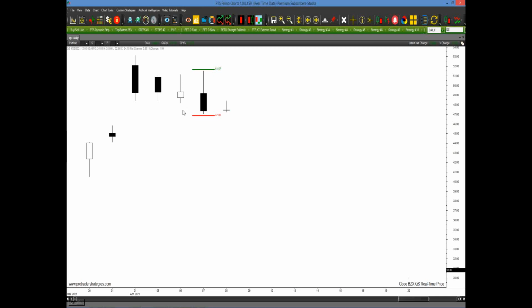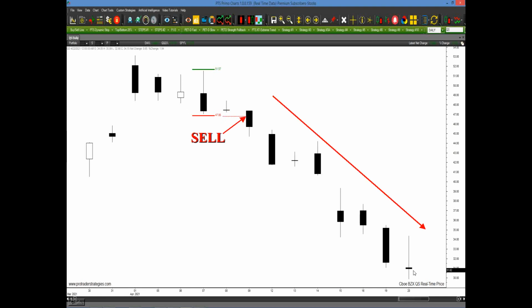Let's see how it unfolded. Well, the next day, nothing happened. So we could decide to still stay in the trade or not. It's up to us. But look what happened. A day later, you would have gone short, roughly around 47. Remember, you're risking 4 points, and you could have covered all the way down to 30. That's 17 points. So you could have risked 4 points to make 17 points in about a week, okay?